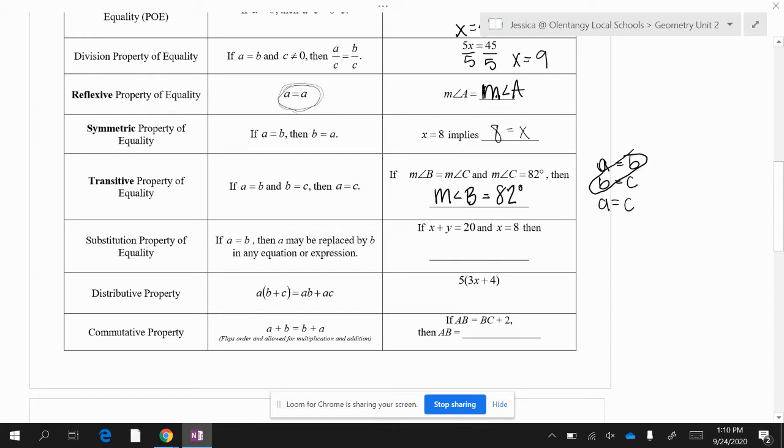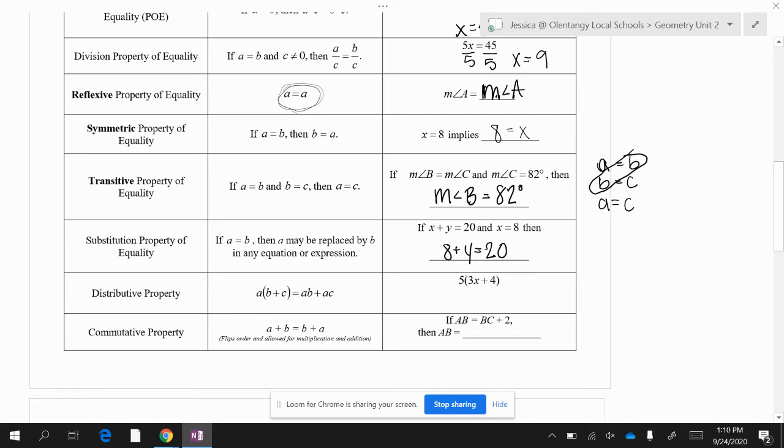Substitution property of equality again. If A equals B, then A may be replaced by B in any equation. So if x plus y equals 20 and x equals 8, then we can plug 8 in for x and say that 8 plus y equals 20. That's substitution. Distributive property, you can multiply those.